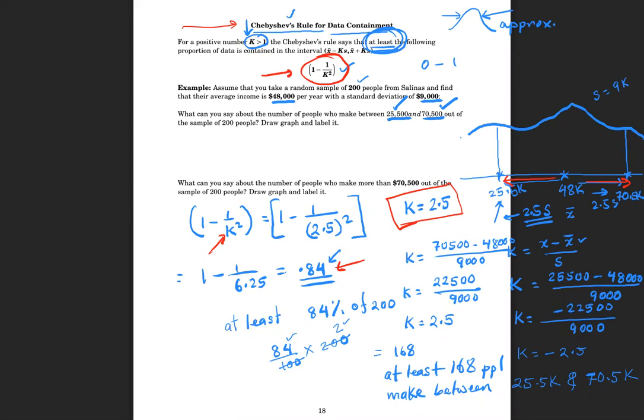So your final conclusion, you have to say "at least" as opposed to "approximately" for bell-shaped, okay? At least 168 people make between 25,500 and 70,500. So that's how you do this problem.